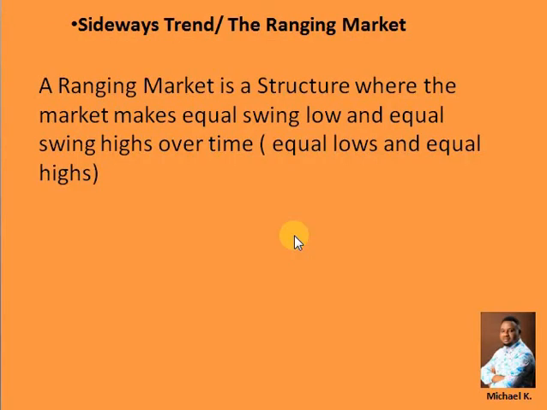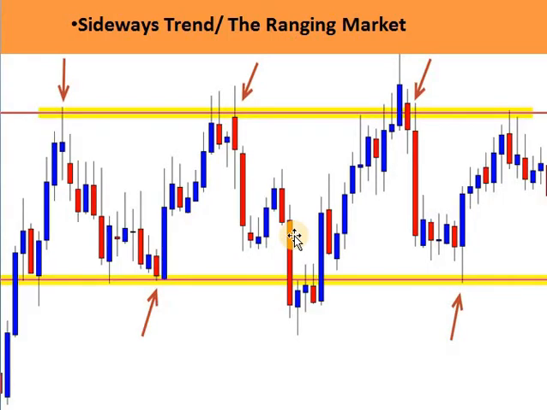Sideways trend or the ranging market. A ranging market is a structure where the market makes equal swing lows and equal swing highs over time. That's what we call the equal lows and the equal highs. Now looking at this chart, you find out that the swings are more or less equal to each other. In as much as we have some spikes, yes, this is a typical price action, maybe typical manipulation. We'll talk about that later on.